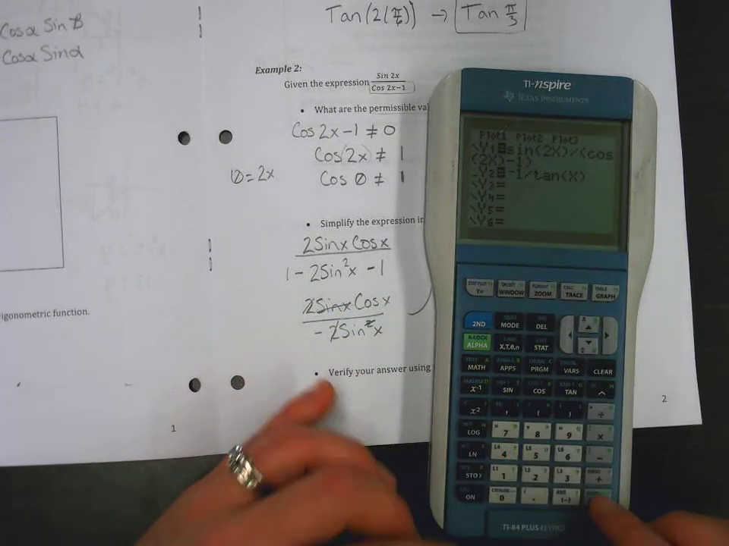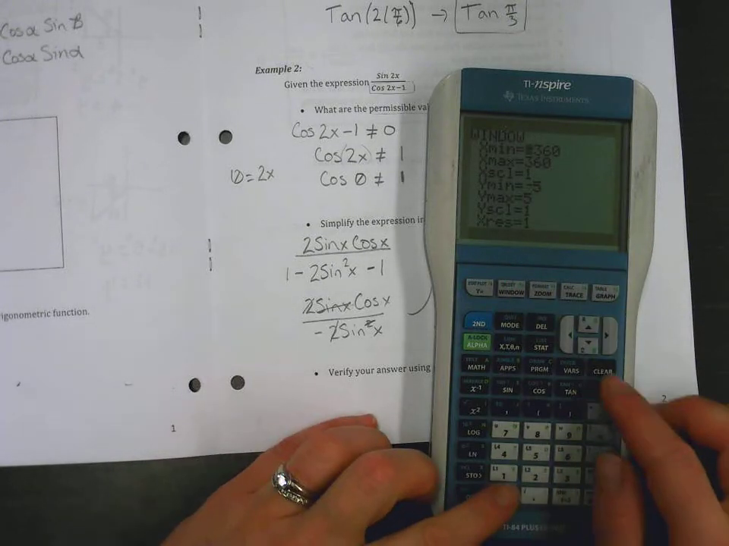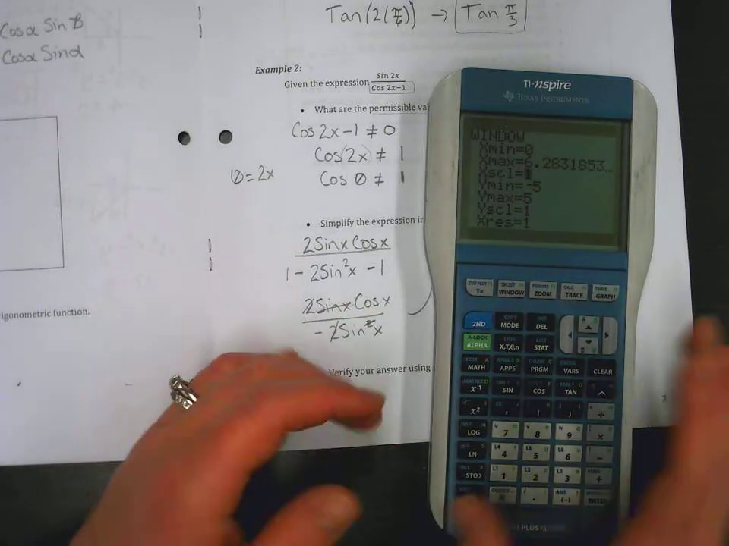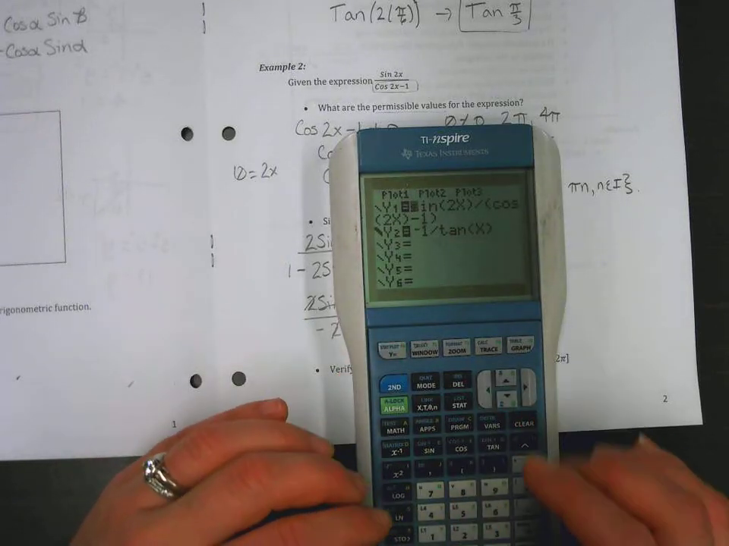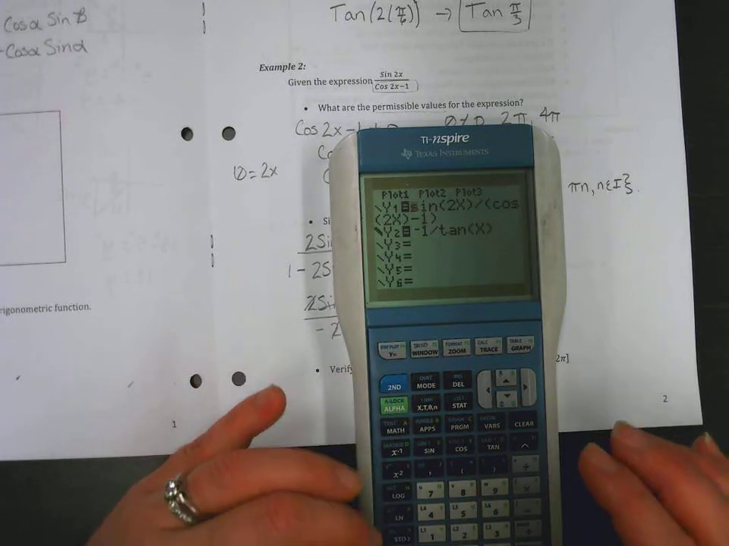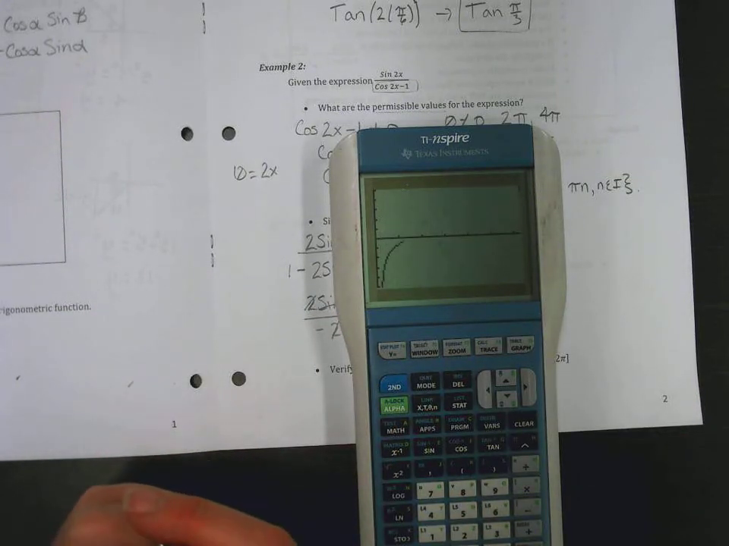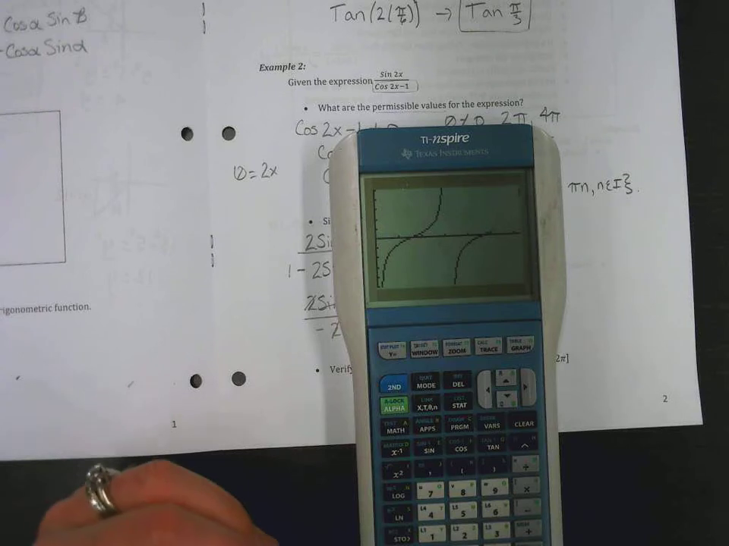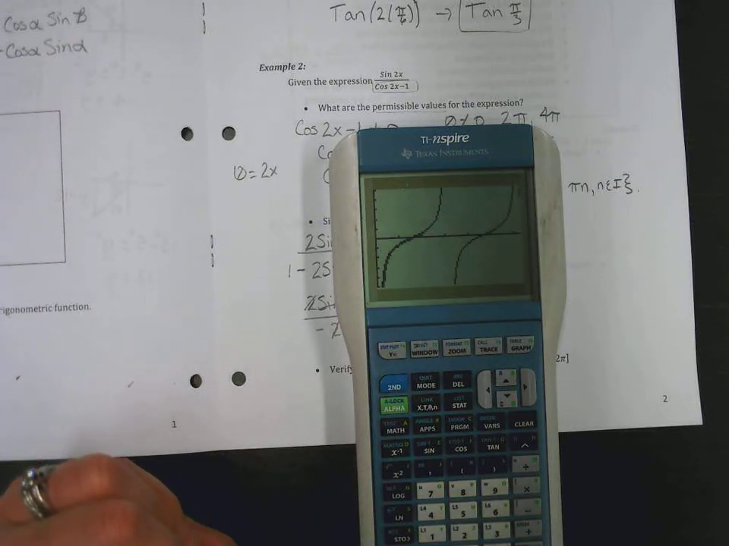Okay, so again, function a thicker line. I'm going to change my window from 0 to 2 pi, because that's what it says to graph it in. Negative 5 to 5 is a fairly safe zone. So again, there's my equation, sine of 2x divided by cos of 2x minus 1, and negative tangent of x. If I graph this, I should have this non-permissible value here at pi. And then here's my second graph.